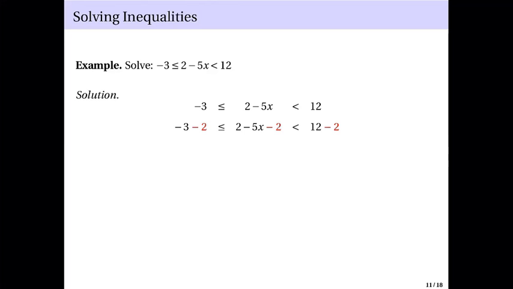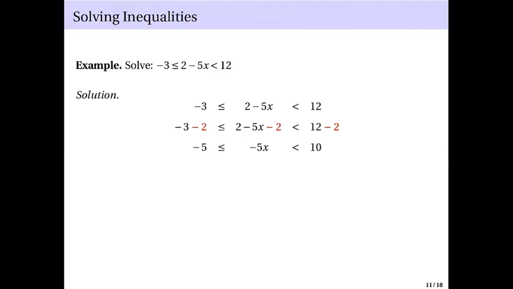Notice that the inequality directions here and here are not changed because you are adding -2 on all sides, or on all parts. And then we simplify. So -3 minus 2 is -5, with the less than or equal. Here you have 2 minus 2, which is equal to 0, so we are left with -5x in the middle. And then here we have less than, and 12 minus 2 is 10.